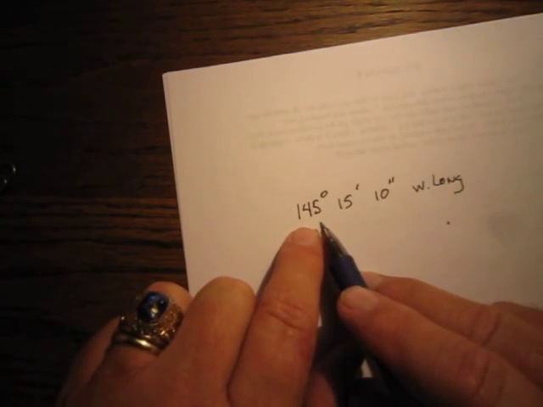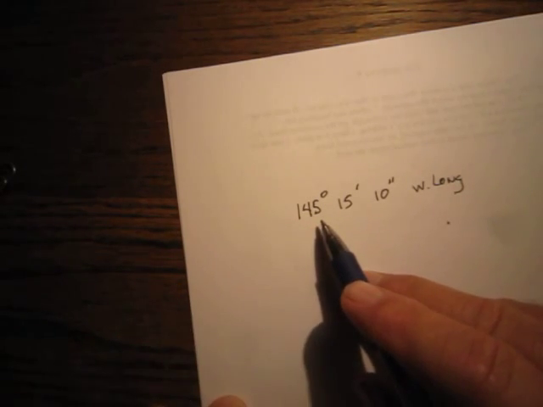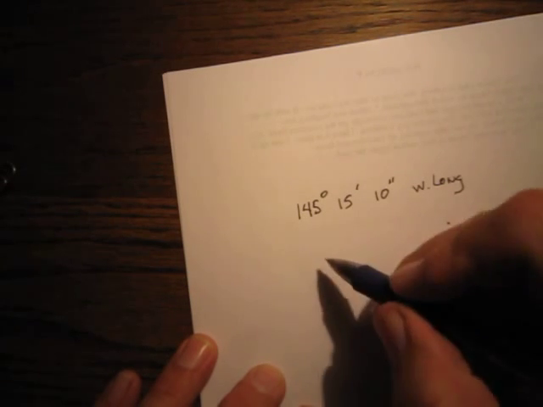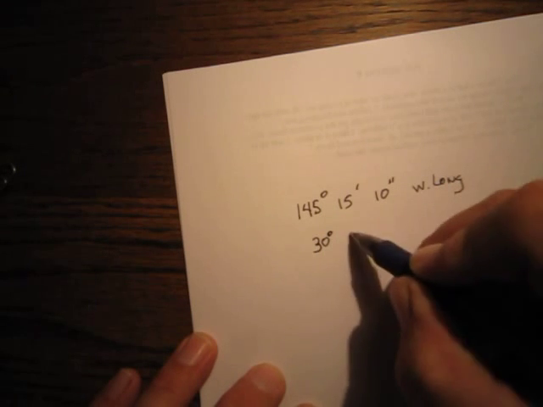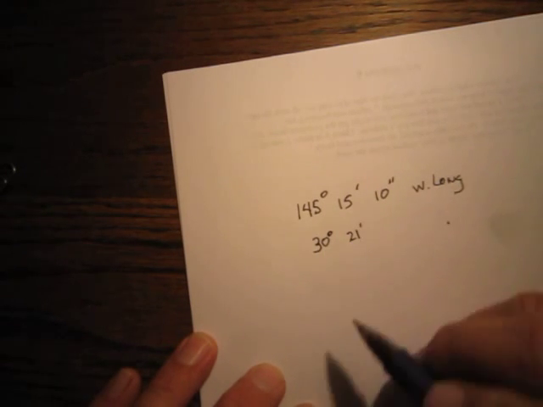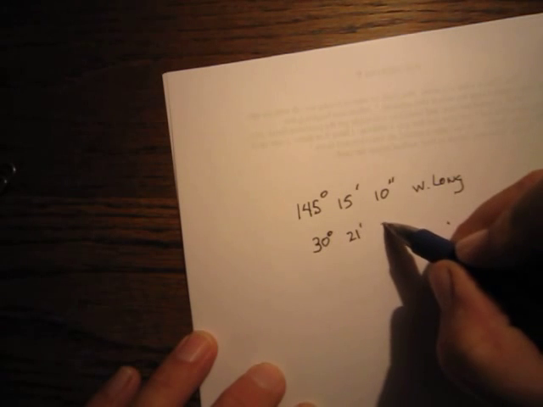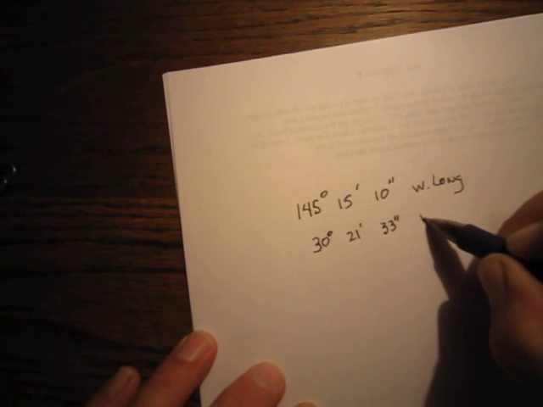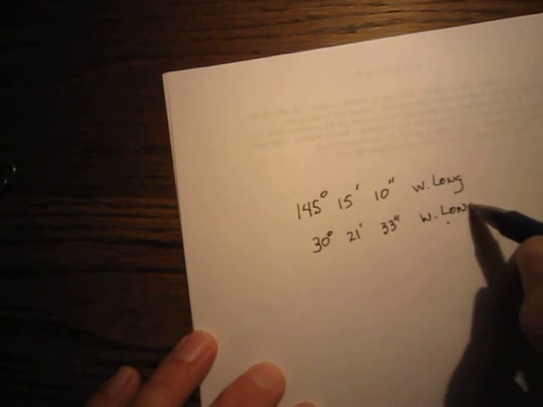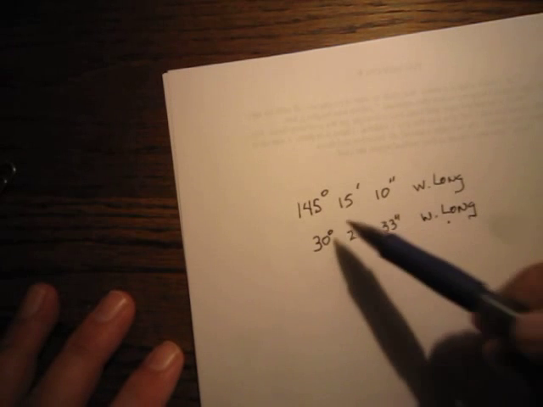And the sun is right now, when you look in the Nautical Almanac for where the sun is right now, it tells you that it is at 30 degrees, 21 minutes, and 33 seconds west longitude. That's where the sun is at this very second. Here's where we are, here's where the sun is. Now, how many degrees separate us from where the sun is?